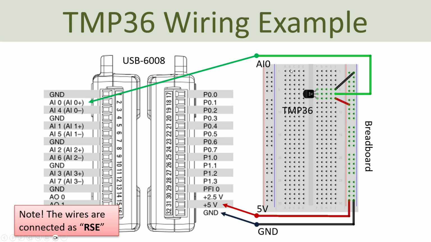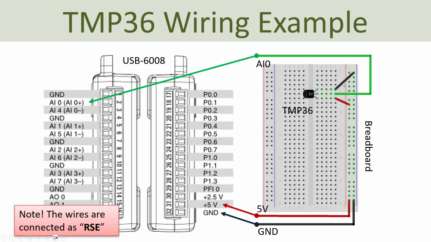So here you see the more technical wiring. This TMP36 has 3 pins. This red one goes to 5 volts, the black one goes to ground, and then the signal pin in the middle goes to the analog input channel number 0. And here I have used so-called reference single-ended wiring.